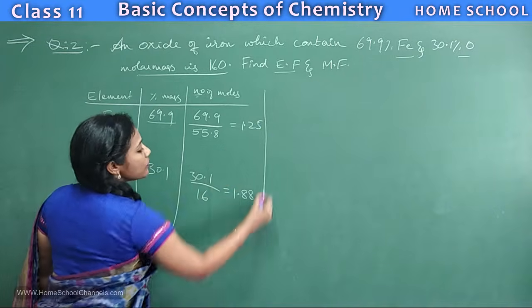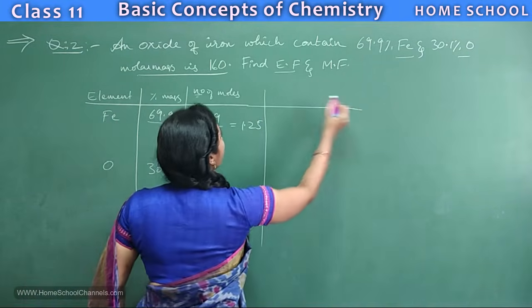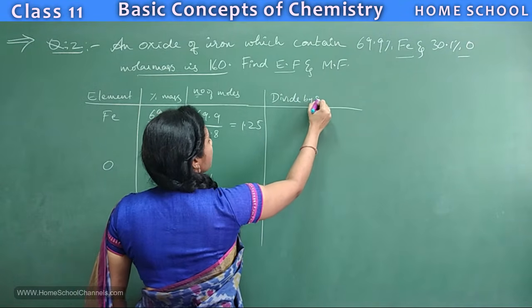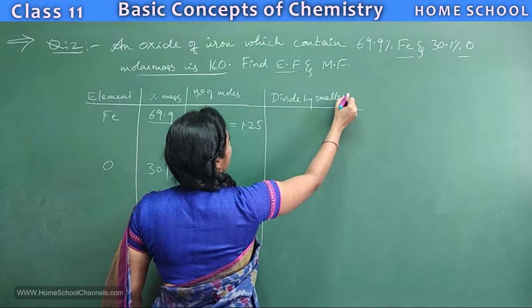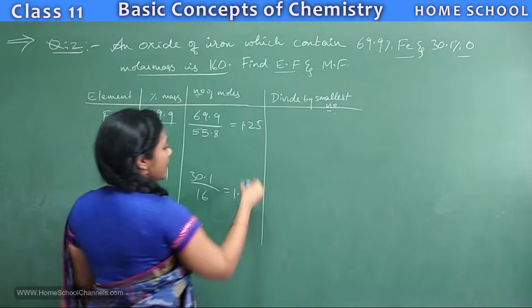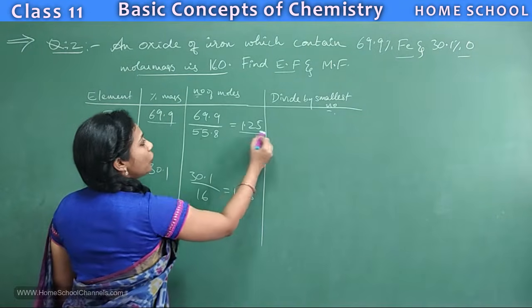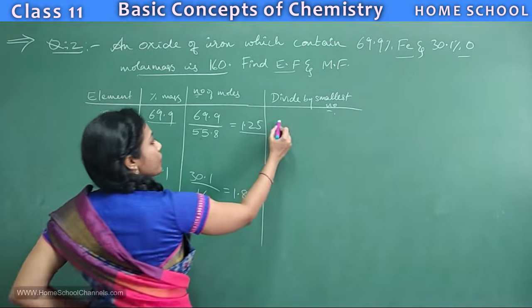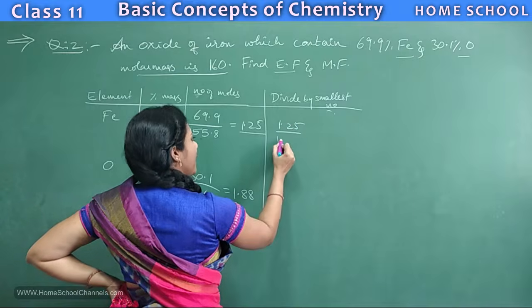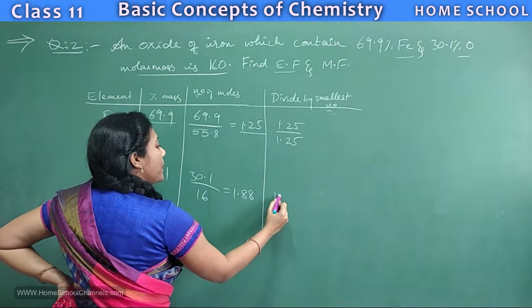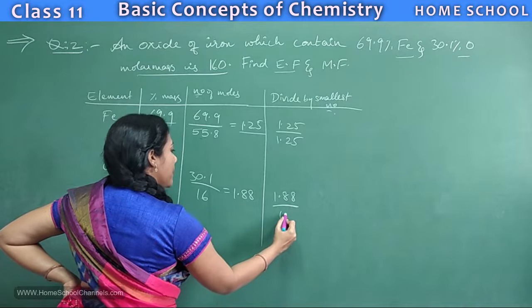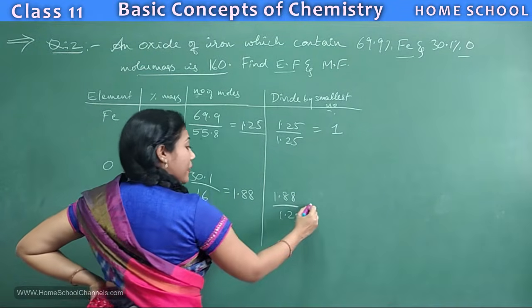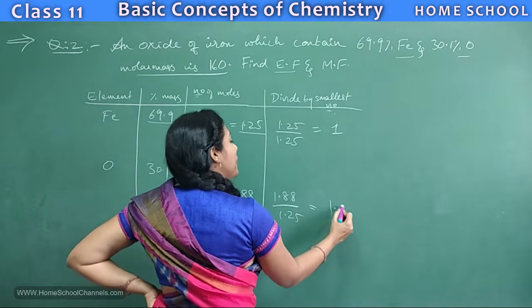So the number of moles we have calculated, and now divide by the smallest number. Which is the smallest number among the two? 1.25 is the smallest. So divide by 1.25. So 1.25 divided by 1.25 itself, here you will get 1. And here 1.88 divided by 1.25, you will get 1.5.